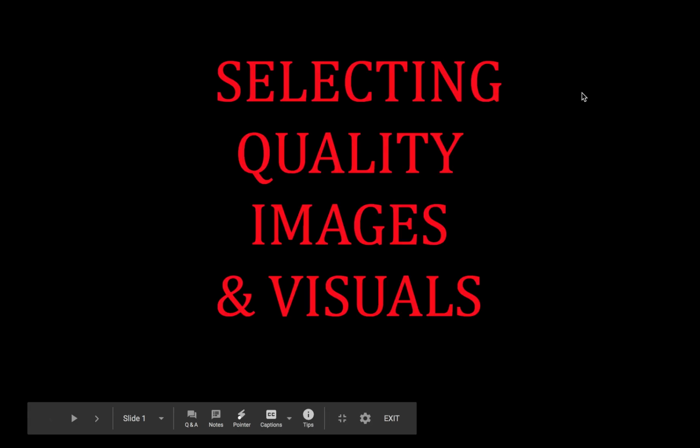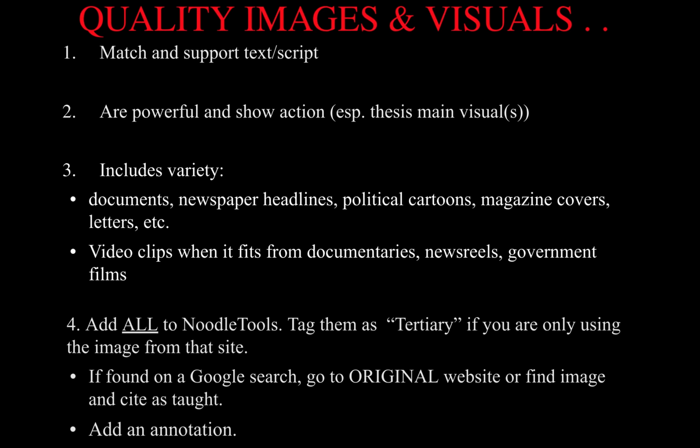We are going to talk today about selecting quality images and visuals for your project. First of all, quality images and visuals need to match and support your text or script. So think about what you're saying in each part of your text or script and look up pictures and images that would correspond. You want them to be powerful and show action, especially for your main visual, which will go with your thesis. You don't want something boring like a headshot of a person.